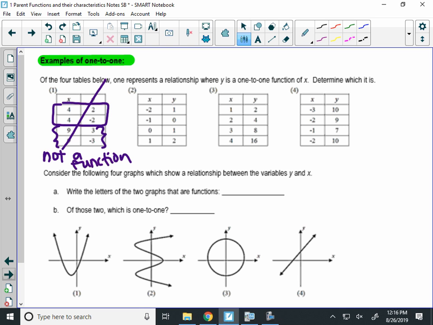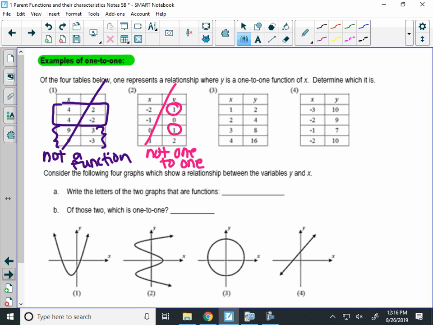What about number 2? Is number 2 a function? Yes. Is it 1-to-1? Look at the y values. No, why not? Because the y value of 1 repeats itself. So it is a function, but it's not 1-to-1. So you can be a function without being 1-to-1.